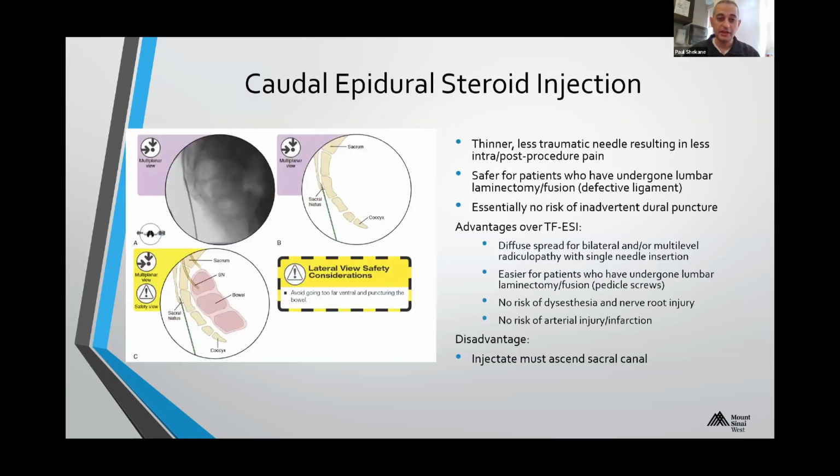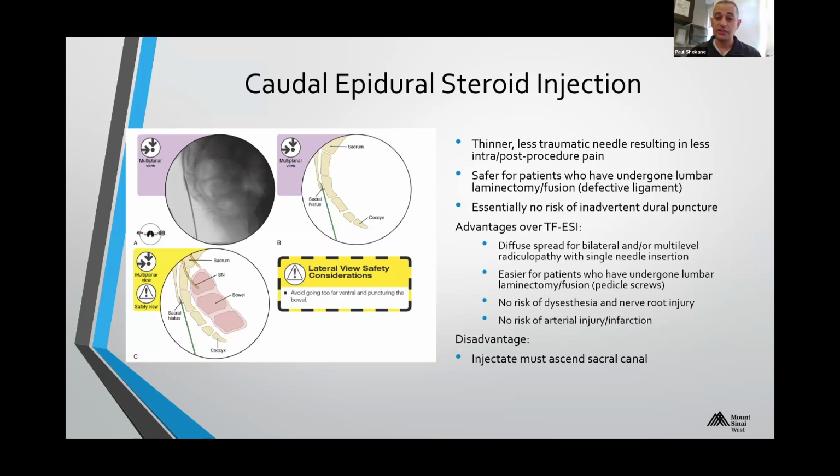The final technique is the caudal epidural steroid injection, which is done at the terminal coalescence of the spine at the sacral hiatus. And we're able to inject a large volume of medication at the inferior aspect of the sacral spine to coat areas that are inflamed more cephalad.